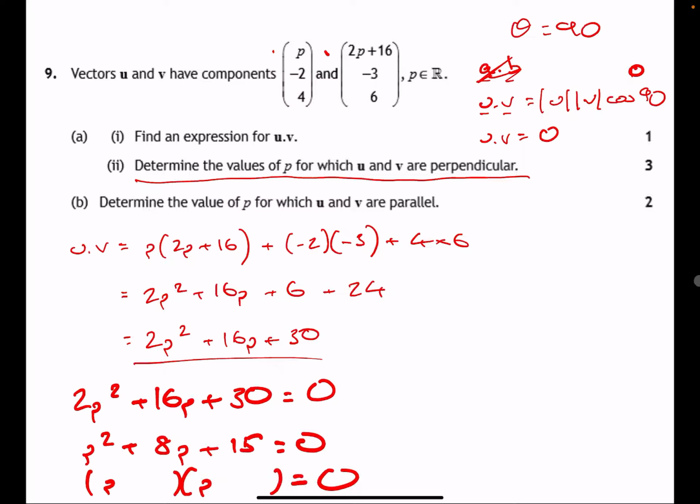I want the factors of 15 that add to give me 8. Obviously 5 and 3, plus and plus. So p will either equal minus 3 or it will equal minus 5. And that's it. So those are the values of p for which u and v are perpendicular.